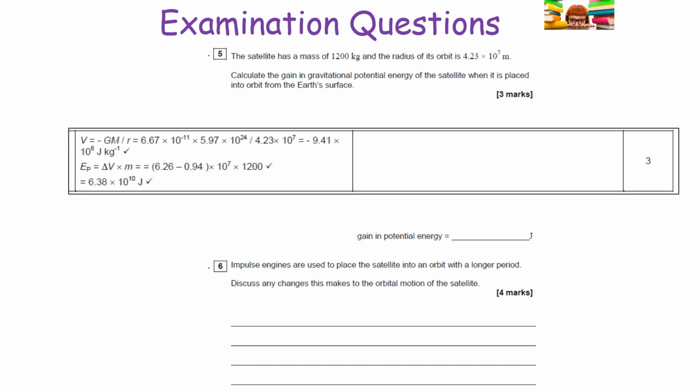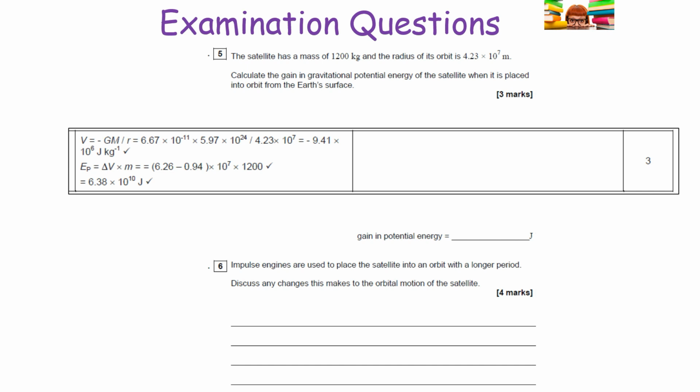So you'll notice that you can work out the new gravitational potential when it's now in orbit by doing V is equal to minus GM over r. Now again, remember this minus value is just indicating that there's an attractive force of gravity acting towards the center of mass of the object producing the gravitational field, but it's nothing to worry about. So we do V is equal to minus GM over r, work it through now, and we get our value to be 9.41 times 10 to the 6 joules per kilogram.